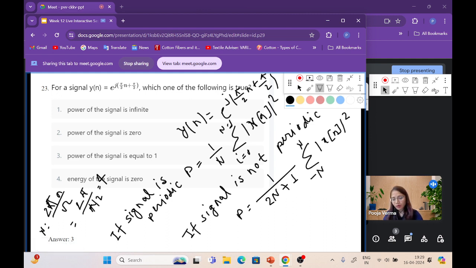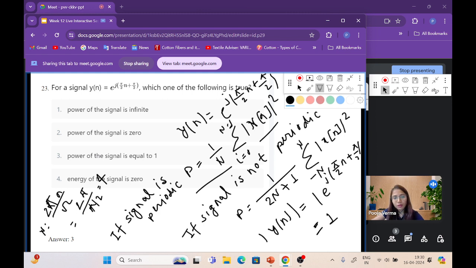So now we need to find out the power of that signal. The signal is periodic, so we use this formula first. We need to find out the mod of that value, mod of y of n, so e to the power j (pi by 2 n plus pi by 2). What will be the value of that? It is e to the power something, and the mod value of e to the power something will always be 1.